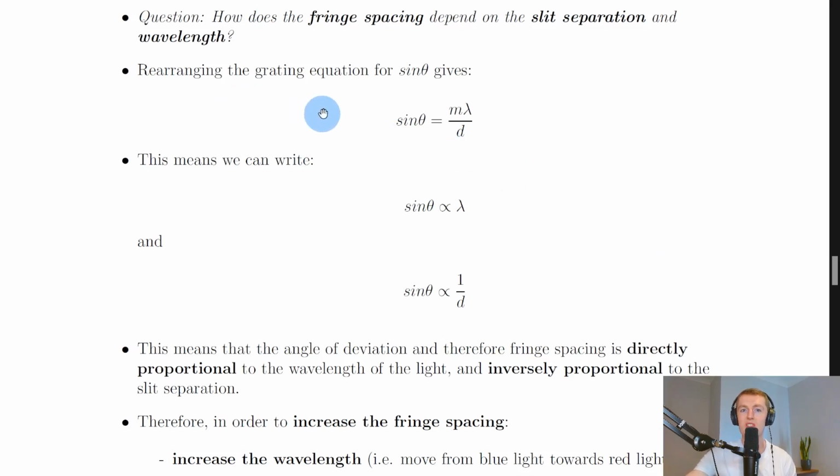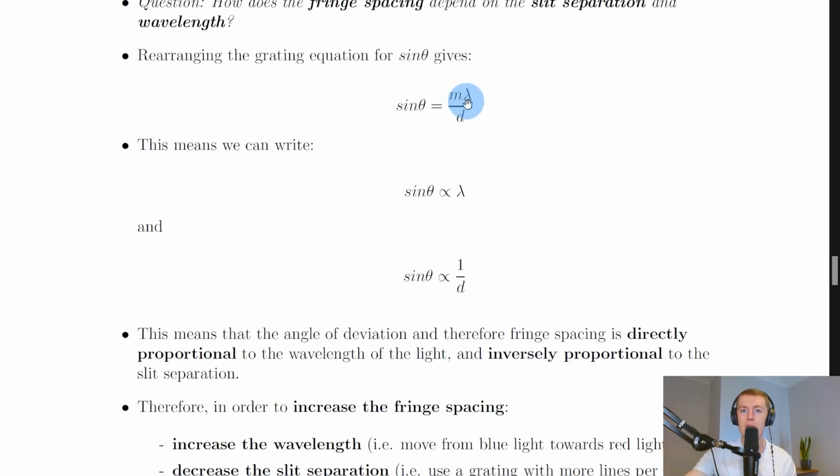So it says, rearranging the grating equation for sine theta gives sine theta is equal to m lambda over d. So all we're doing is dividing both sides of the grating equation by d. So we get sine theta equals m lambda over d. And we can then think about how sine theta is related to lambda and how sine theta is related to little d. So if we ignore the m and the d for now, we can see that sine theta is directly proportional to the wavelength lambda, and that's because lambda is on the numerator of the fraction here. So if wavelength increases, sine theta increases, or if wavelength decreases, sine theta decreases.